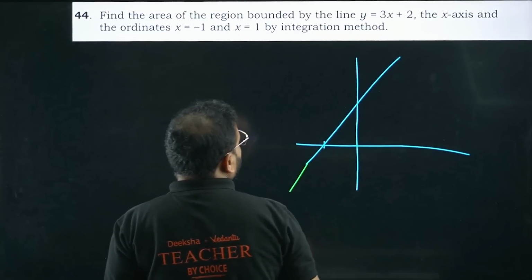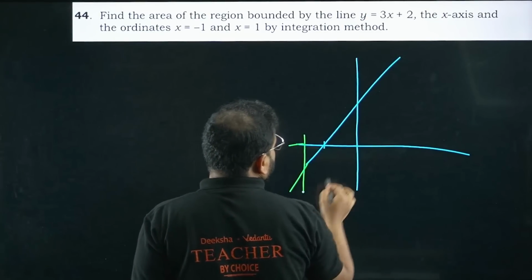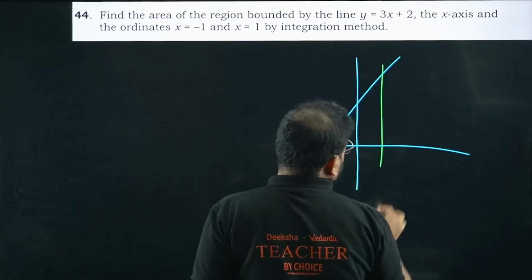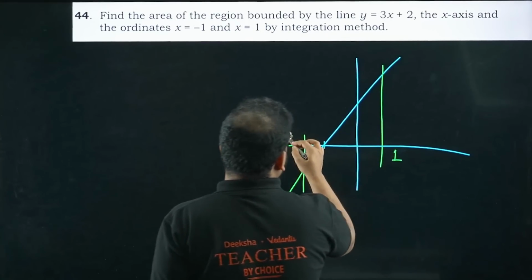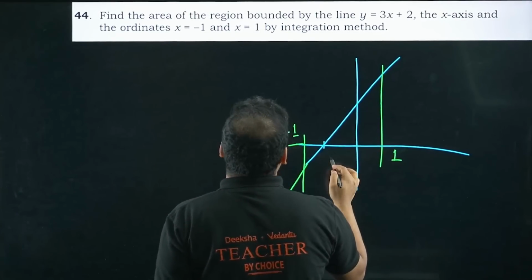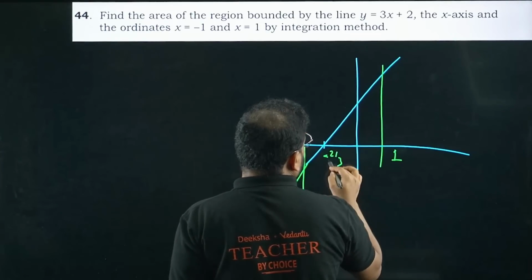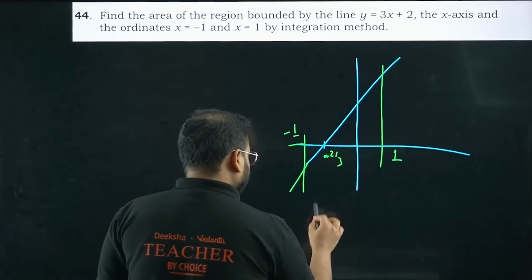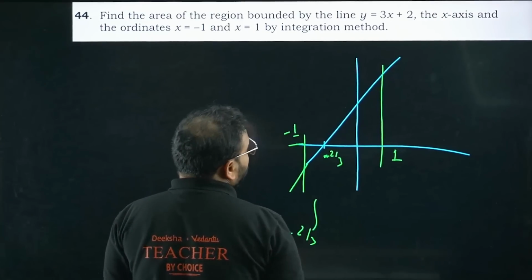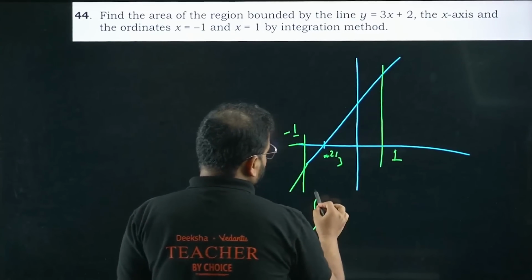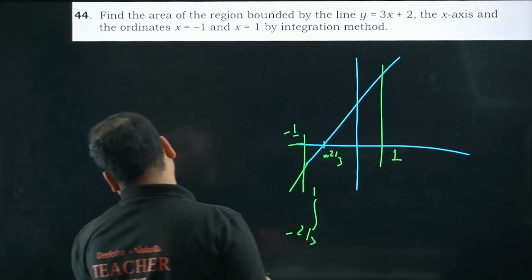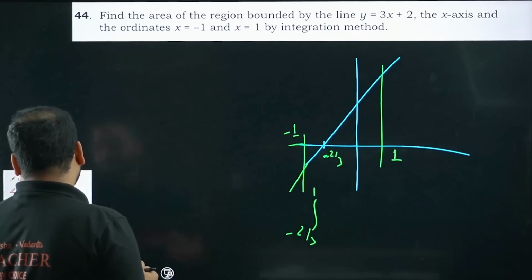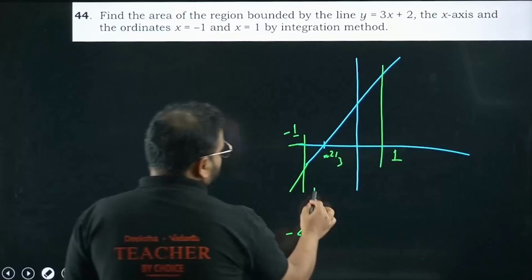So they are saying that take the area from minus 1 to 1. Just call this point to be 1, and this point to be minus 1. This is what, bacha? Minus 2 by 3, no? So basically you have to integrate this function from minus 2 by 3 to 1. I have to do the negative part first, no?